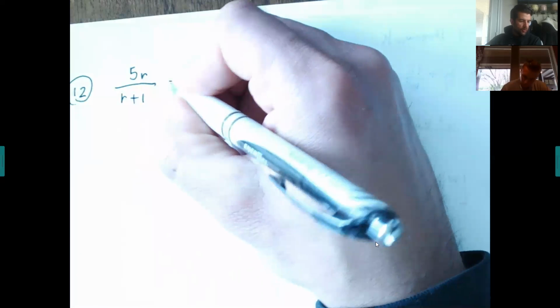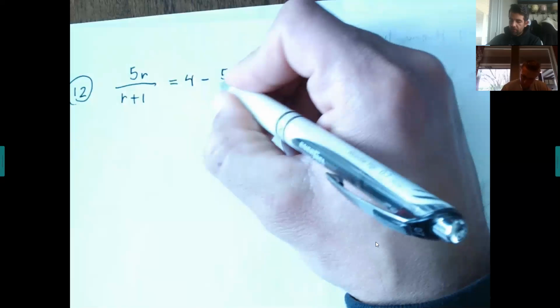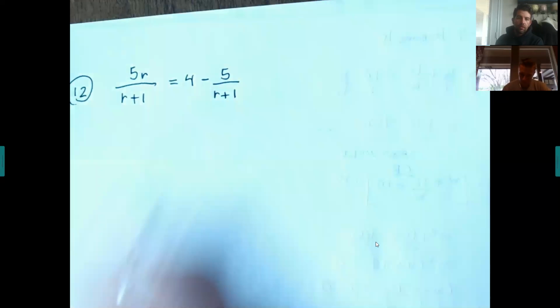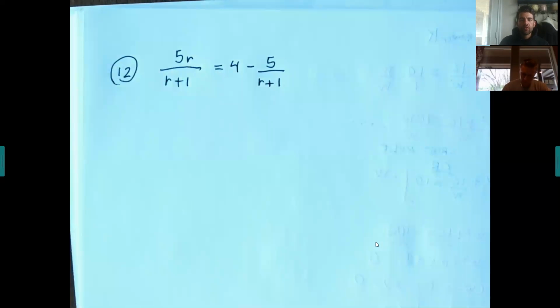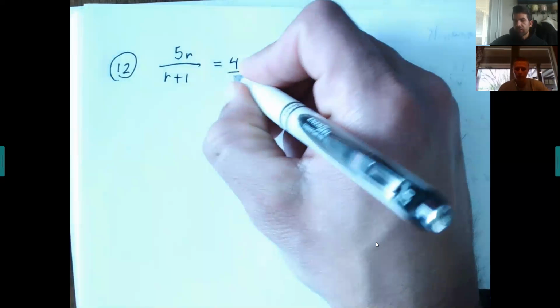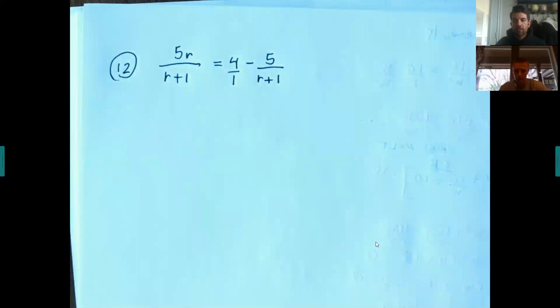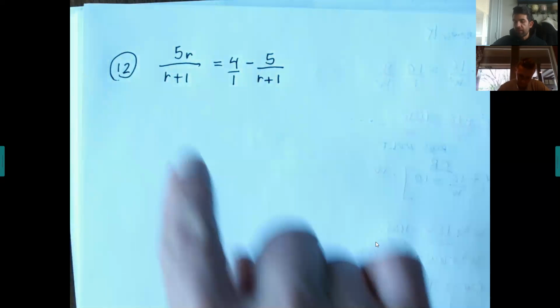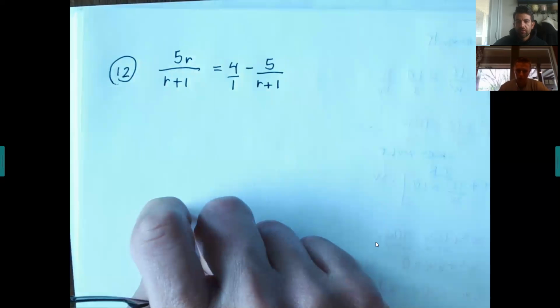And again, you might want to do that at the beginning so you don't have to wonder what makes this undefined. All right, so number 12, you get 5r over r plus 1 is equal to 4 minus 5 over r plus 1, right? Now, on this one, there's no trickery in the sense that this 4 is over 1, right? So if I want to find a common denominator for each one of these, I'm going to multiply everything times r plus 1. Are you with me?